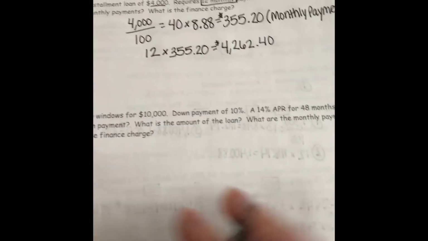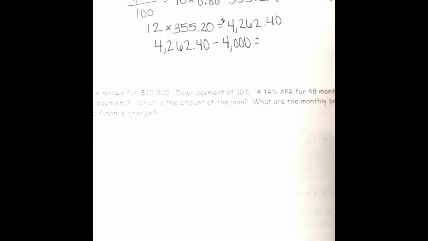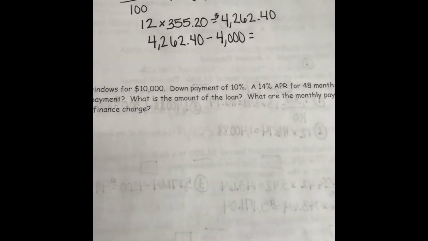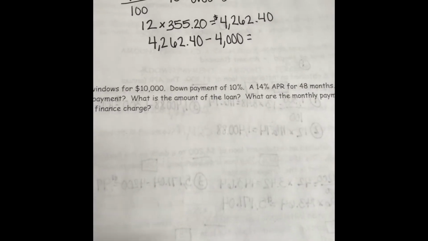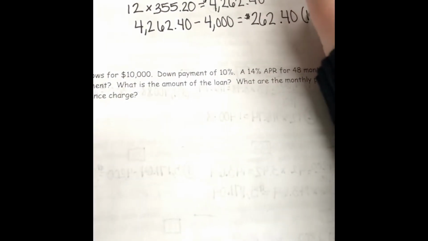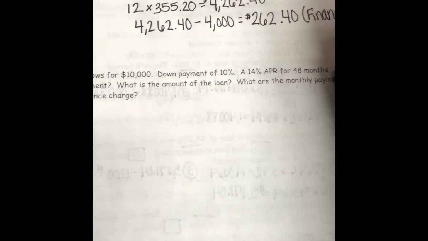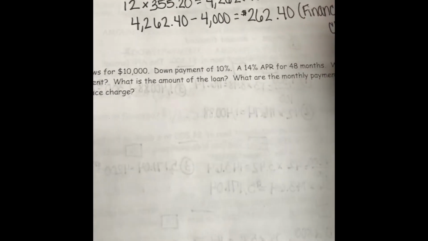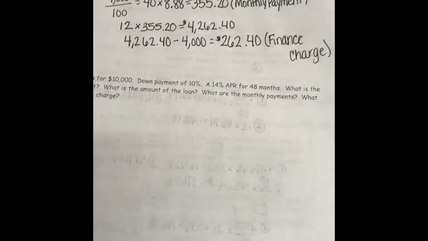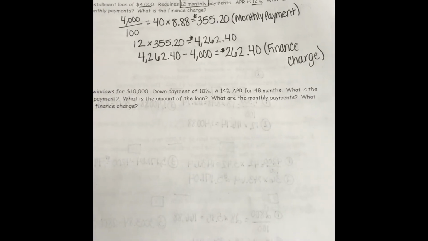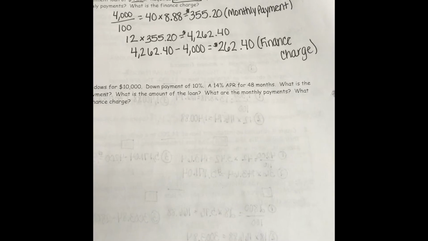So to find my finance charge, I take my total amount repaid and I subtract how much the loan was for. So my finance charge is $262.40. So I answered both parts of the question. I found the monthly payment and I found the finance charge.